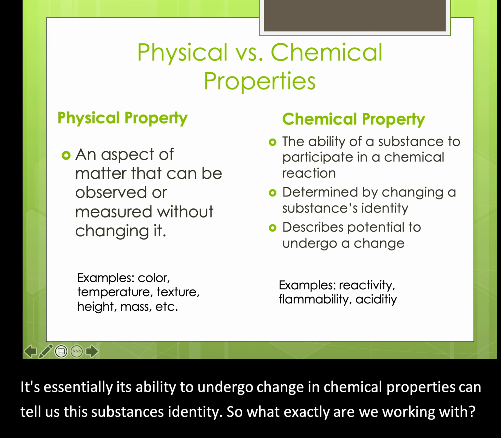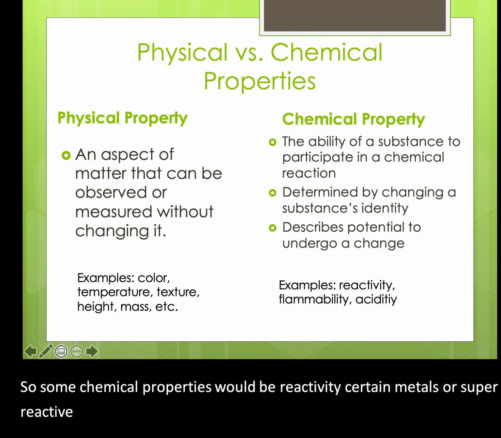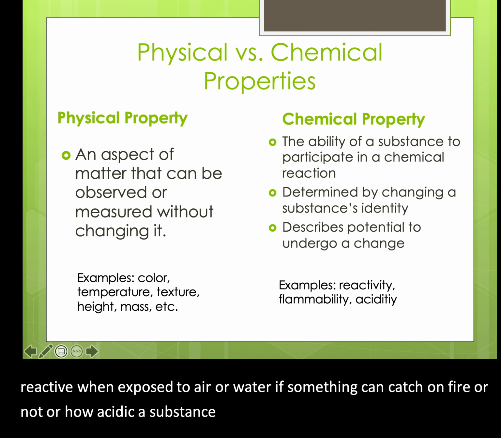So some chemical properties would be reactivity. Certain metals are super reactive when exposed to air or water. If something can catch on fire or not, or how acidic a substance is, or how basic a substance is, are also examples of chemical properties.